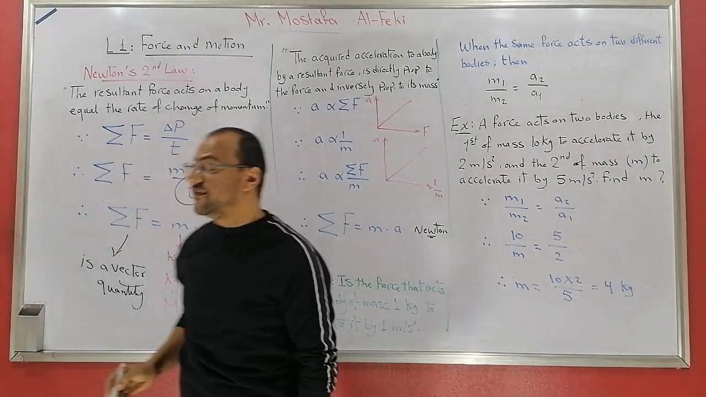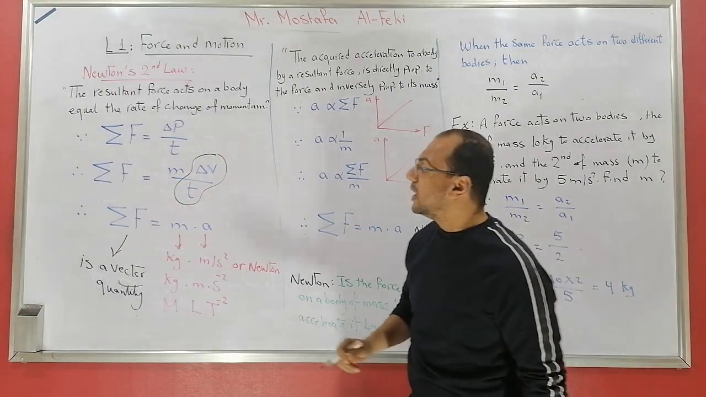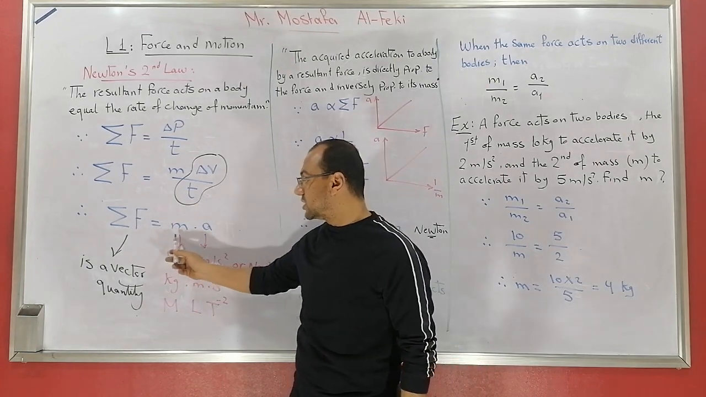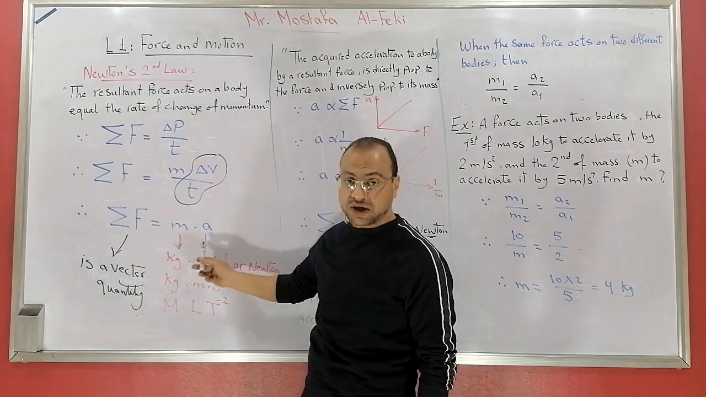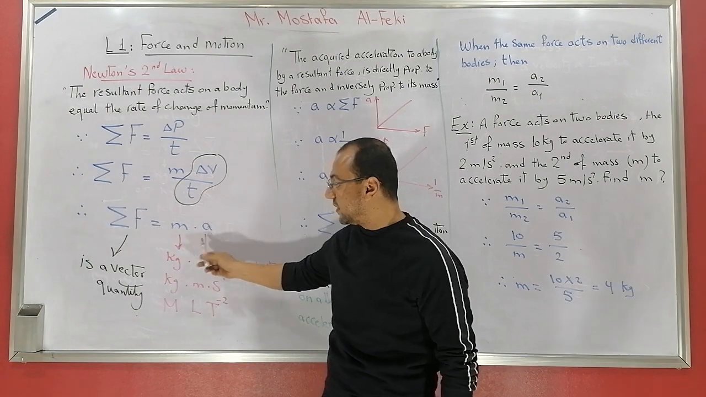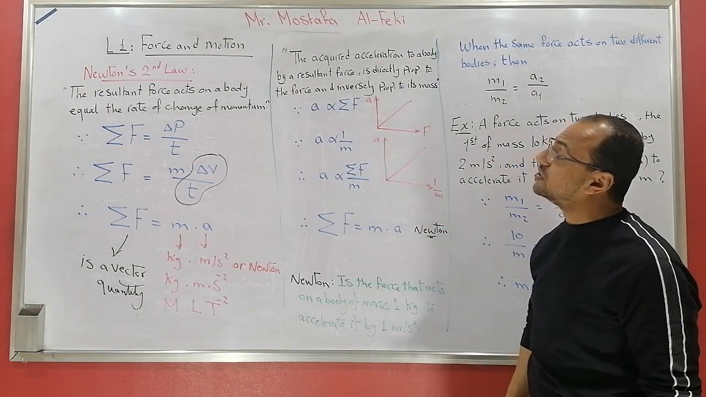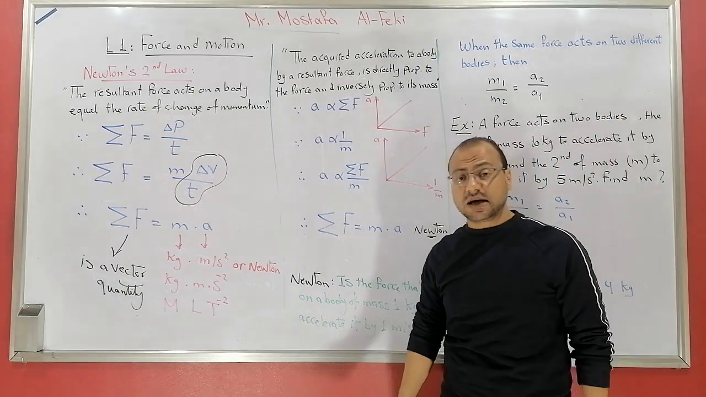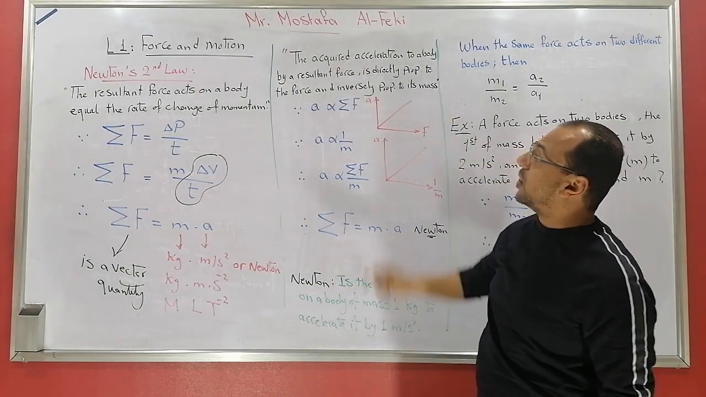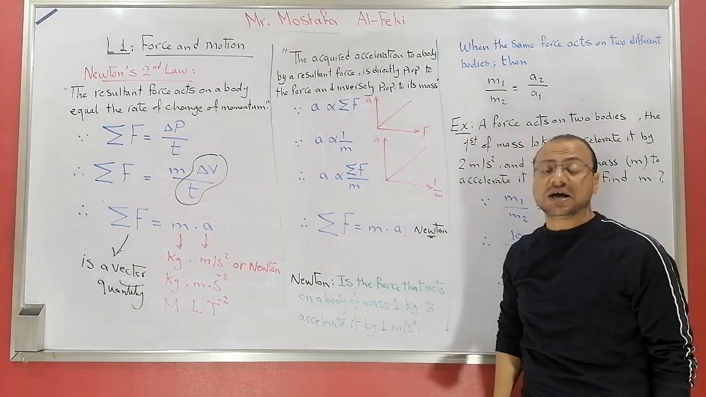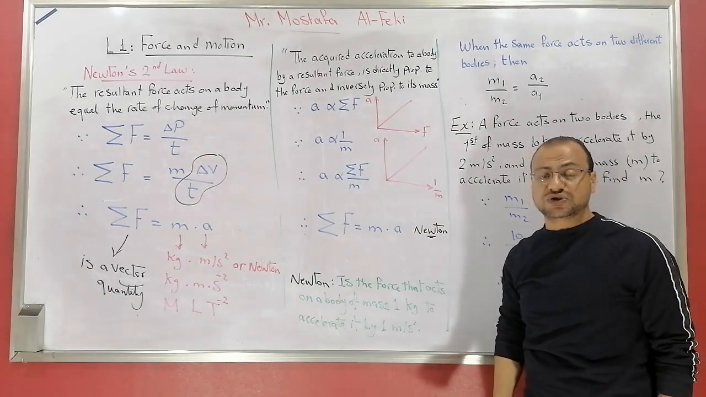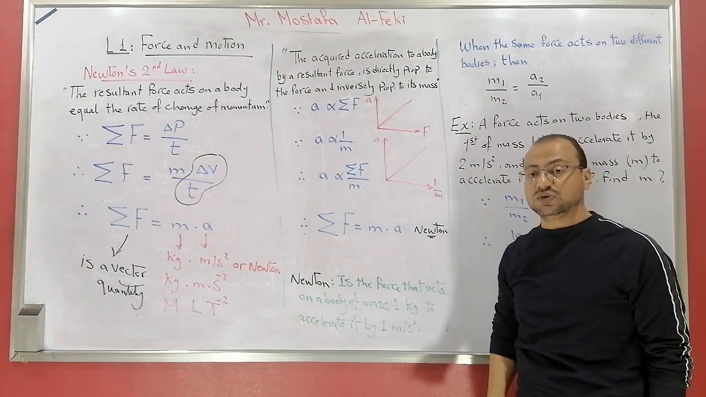Why is force a vector quantity like momentum? Because it is the product of a scalar quantity and a vector quantity, and a scalar times a vector equals a vector quantity. The second definition of Newton's second law says that the acceleration acquired by a body from a resultant force is directly proportional to the force and inversely proportional to the mass.